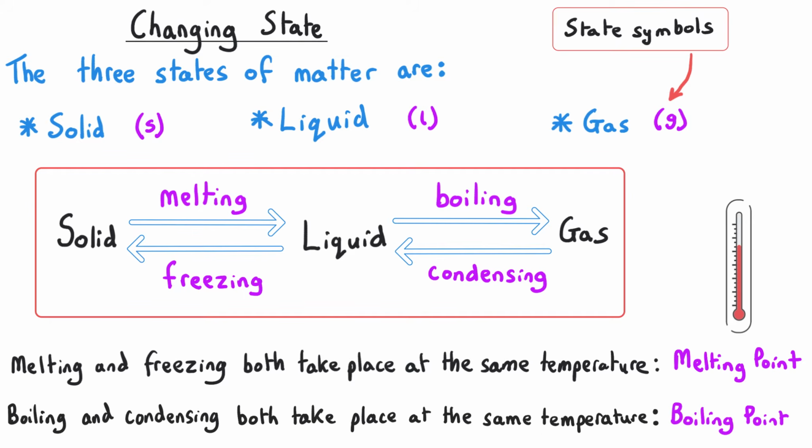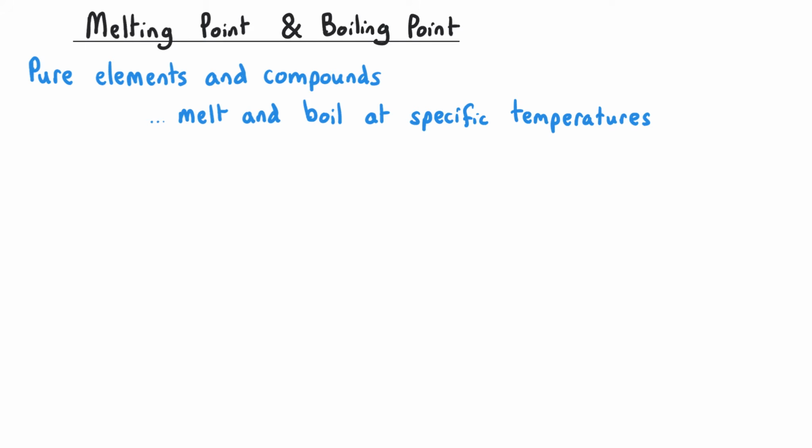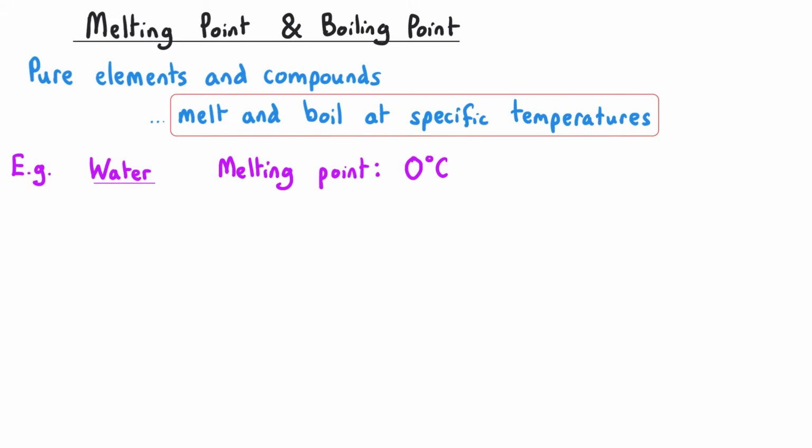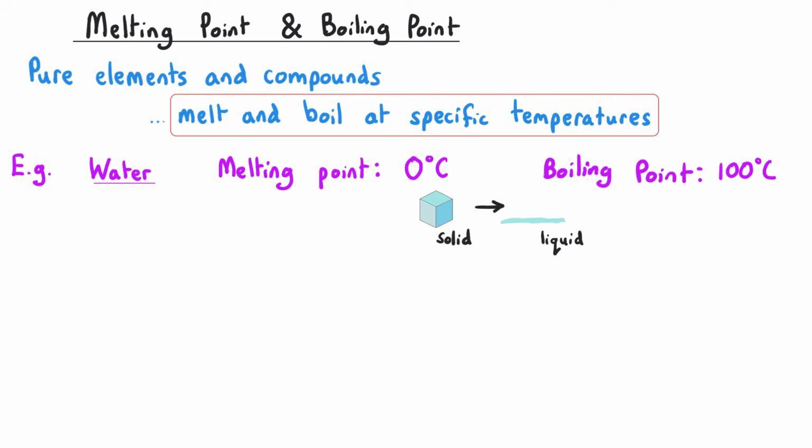And the boiling and condensing processes also both take place at the same temperature, and we call this temperature the boiling point. Pure substances, whether they are elements or compounds, will melt and boil at specific temperatures. For instance, water. Pure water has a melting point of 0 degrees C, and so that means that if you have a cube of ice, it will melt at exactly 0 degrees C. And water has a boiling point of 100 degrees C, so pure water will always boil at exactly 100 degrees C.